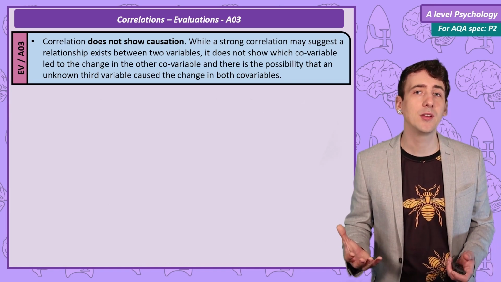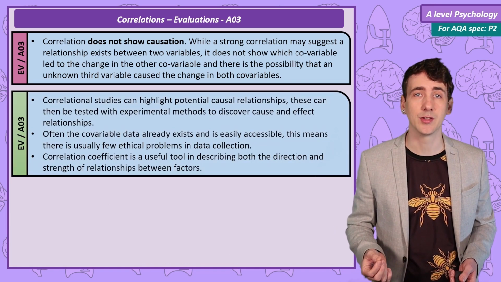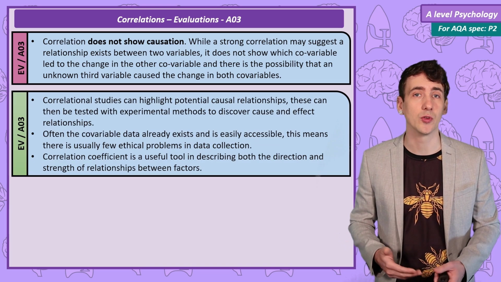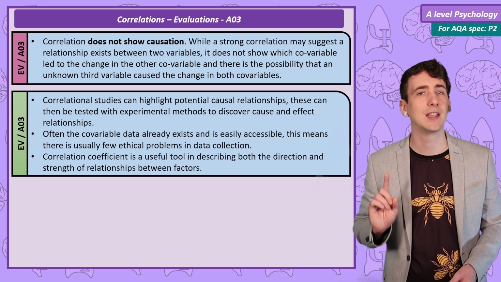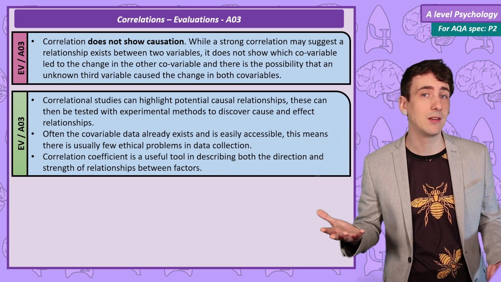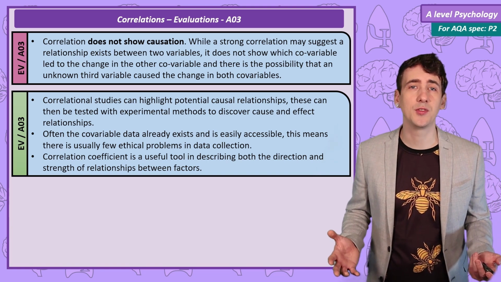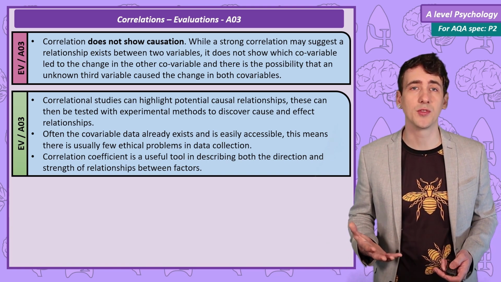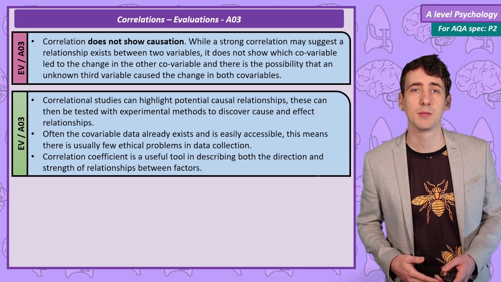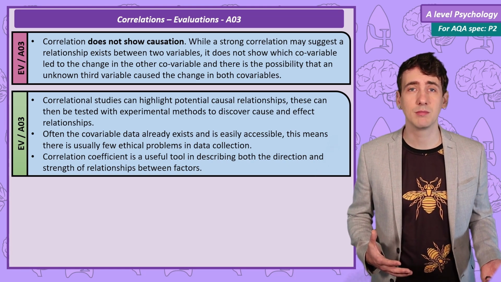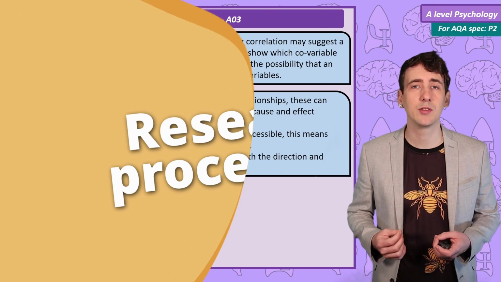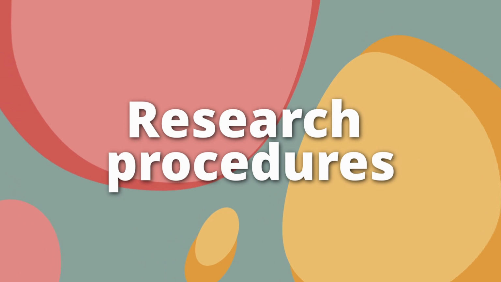However, we can say a positive evaluation of using correlations in research is it can highlight potential causal relationships that researchers can then use to make predictions and investigate further with experimentation. Also, correlational research often has few ethical problems when researchers are often measuring pre-existing variables. Also, the correlation coefficient is a useful tool in describing the strength of a correlation. Research procedures.